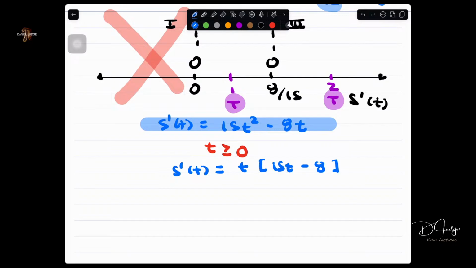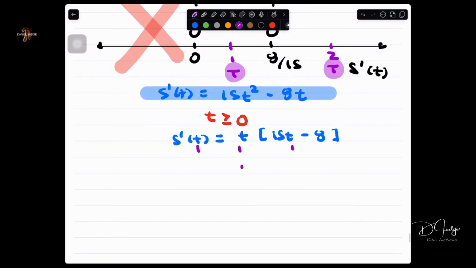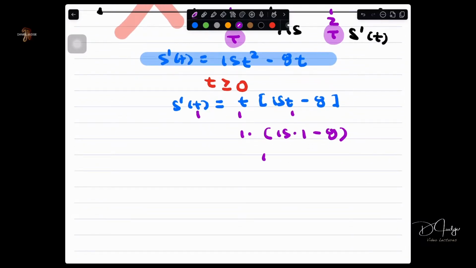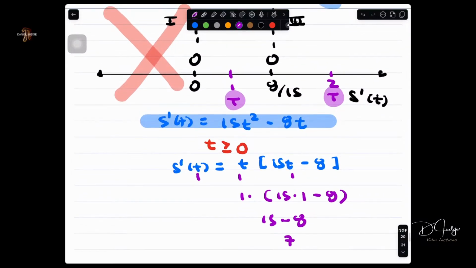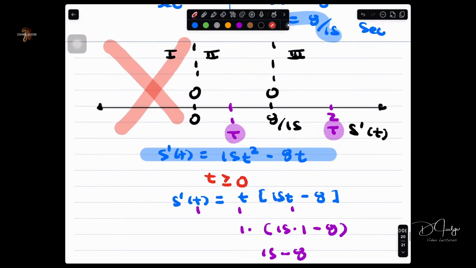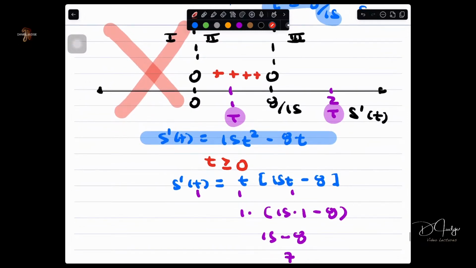So for the first question, this is 1. 15 times 1 minus 8. This is just going to give us a 15 minus 8, which is about a positive 7. So region 2 is positive. The particle is moving to the right for values of t in region 2.